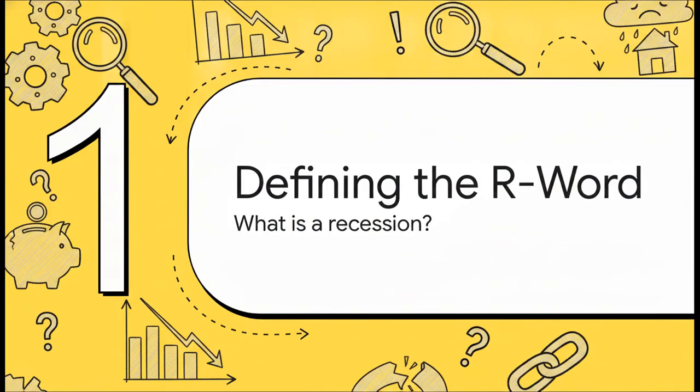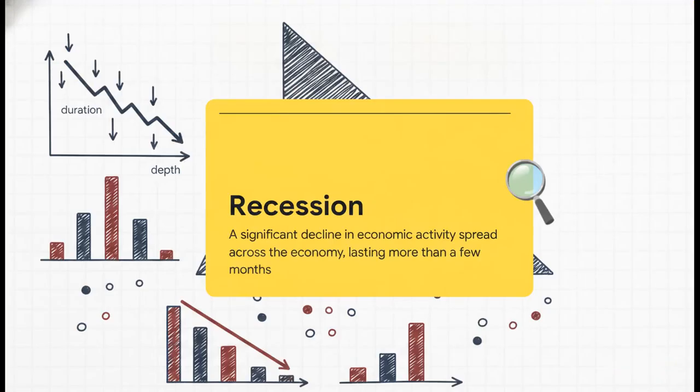Section 1. Defining the R word. To start our detective story, we first need to clearly define the crime itself. What exactly constitutes an economic downturn? You hear the word recession thrown around constantly in the news, right? But the actual definition is a bit more nuanced. The official National Bureau of Economic Research, or NBER, doesn't just look for a quick little dip.